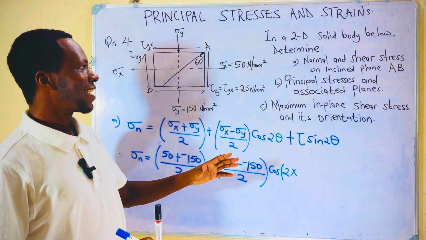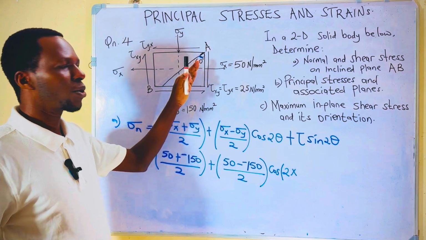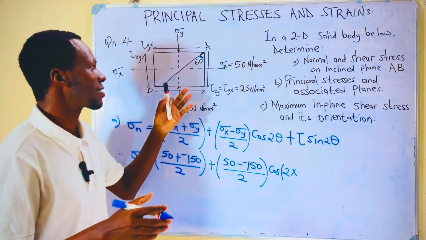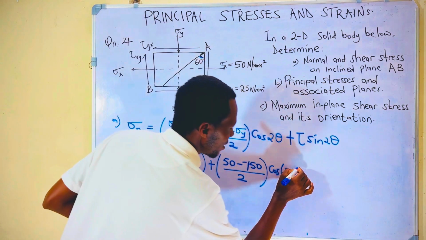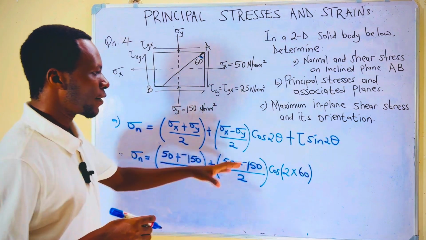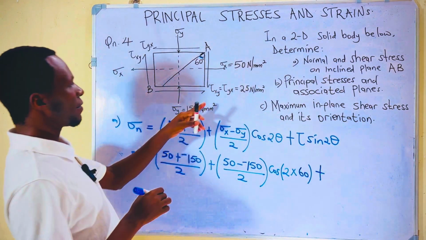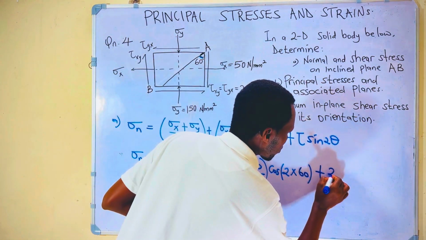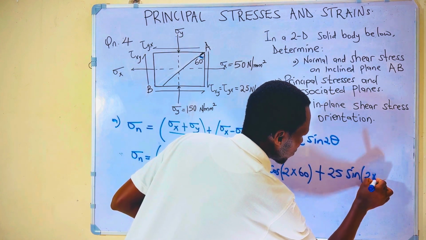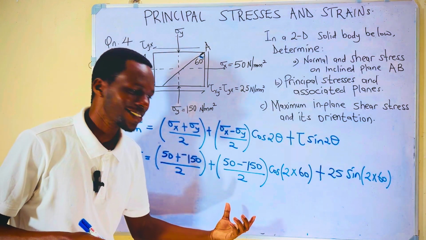what is our theta? In this case, the angle inclined to the vertical, the oblique angle inclined to the vertical, is given directly, so no need to stress our mind. So we take our theta is 60. Okay, is 60. So this is for the first part. Then for the second part, we have tau. Tau is given to be 25. This is 25 sine of 2 times 60.